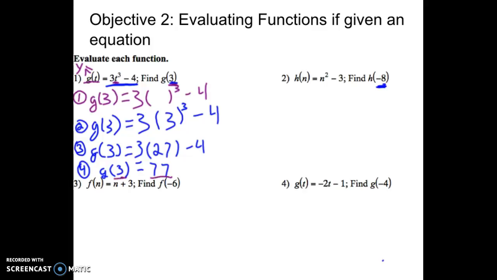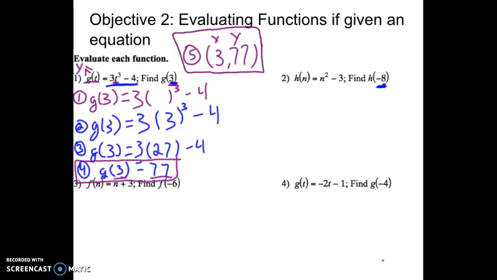To finalize this, what I'm going to ask you to do for each one of these: this is function notation in step 4. You also need to write it in step 5, coordinate point notation. So you should identify that if I input a 3, I will output a 77 from that function. That's my x, that's my y. So the final answer is step 4 here, and step 5 here. Those two things I need to see.